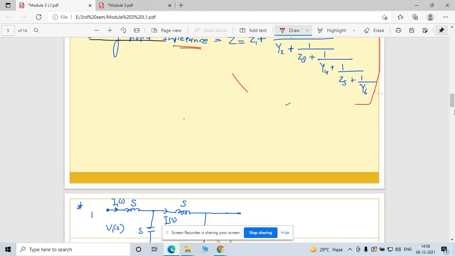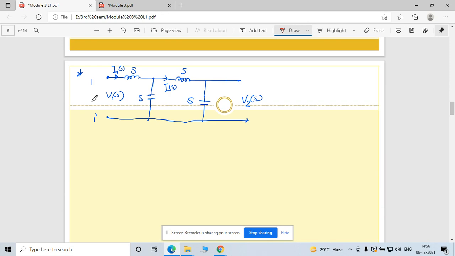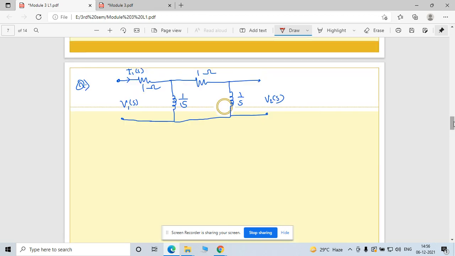So apply that concept to these two functions. Find the impedance function Z(s) and the transfer function for this network. All these questions are your homework. Try to solve them. Also find Z(s) and the transfer function for this circuit.